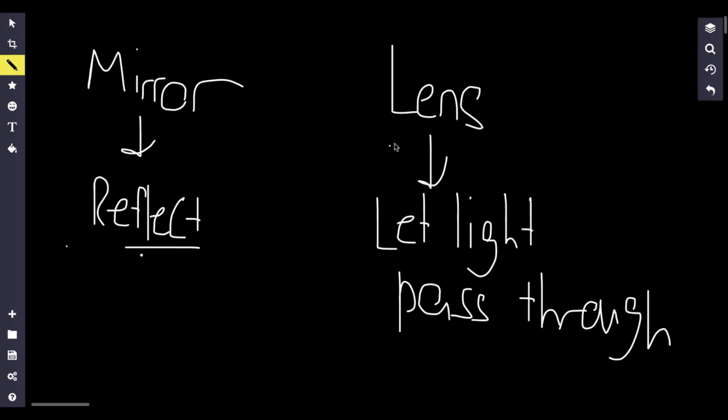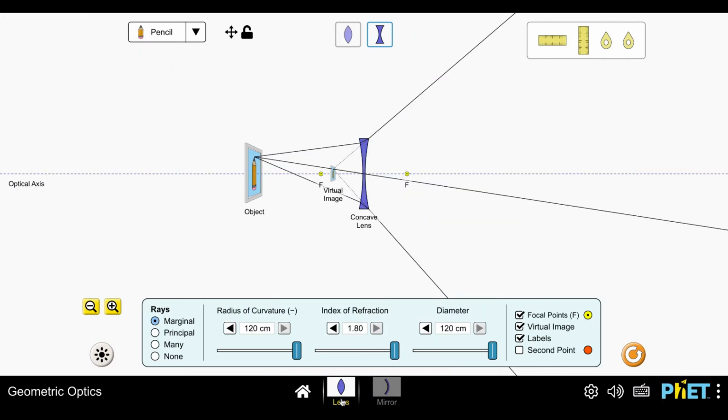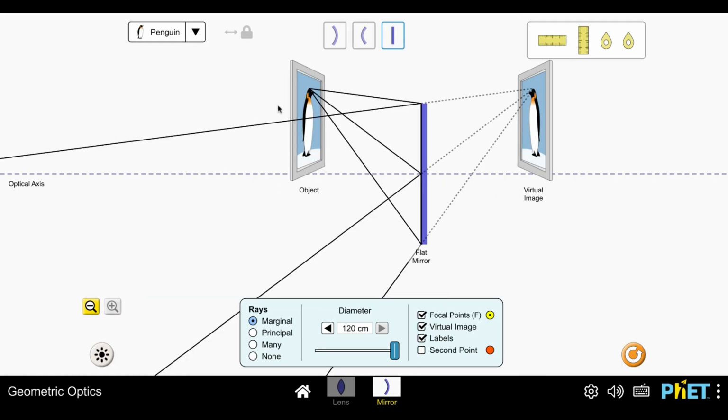So first, we have mirrors and lenses. Now, the difference between a mirror and a lens is that mirrors reflect light, while lenses let light pass through, but they bend it in a way. So as you can see, this is a lens, this is a mirror. Lenses allow light to pass through, but it bends in a weird way, while mirrors reflect the light, right? They reflect the light.